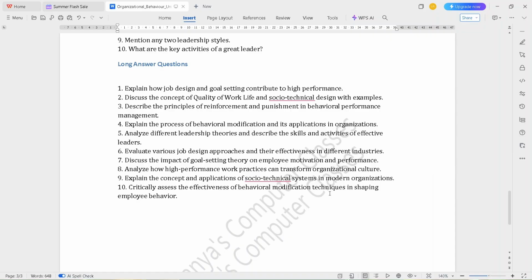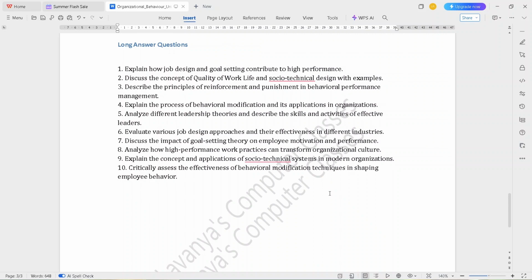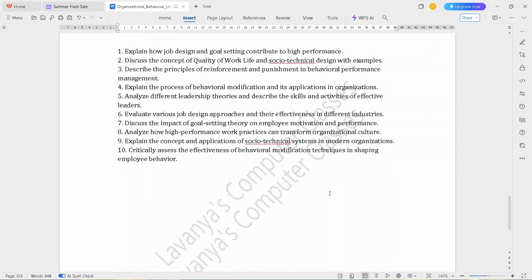Explain the concept and applications of socio-technical systems in modern organizations. And the last question is, critically assess the effectiveness of behavioral modification techniques in shaping employee behavior. So these are the important questions in Unit 3, 4, 5, Organizational Behavior.